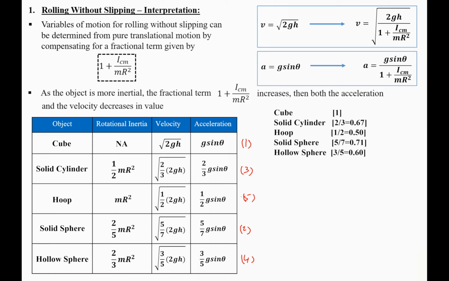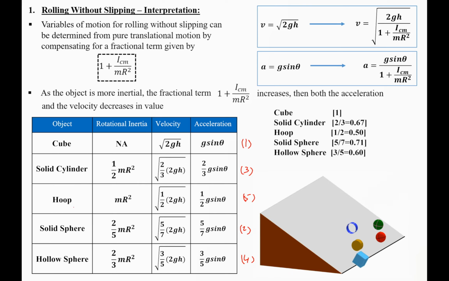So what does this mean? That the cube has the highest acceleration and velocity. Here we're talking about the velocity at the end of the ramp. Then in the second place we have the solid sphere, in the third place we have the solid cylinder, and then we have the hollow sphere, and the most inertial one is the hoop.